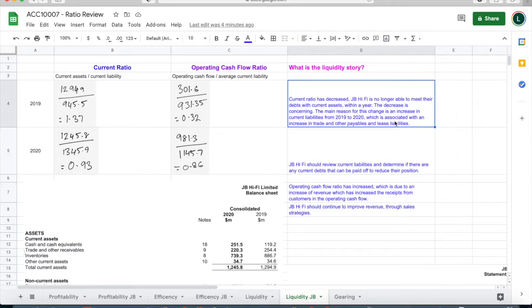So we already saw that below. So it's bad. So let's provide a recommendation. JB Hi-Fi should review current liabilities and determine if there are any current debts that can be paid off now to reduce their position. So have a think of any other potential recommendations you could make here.